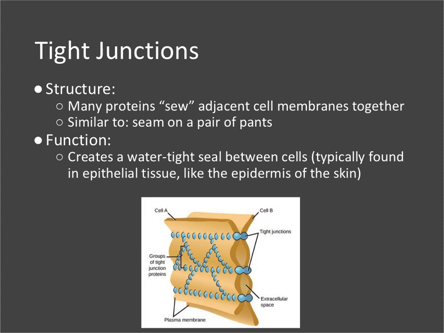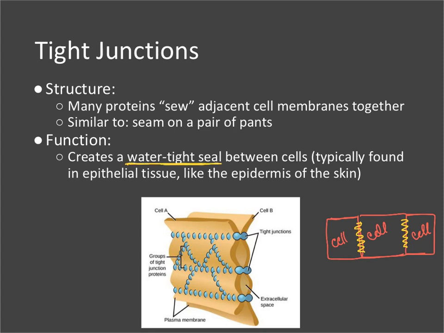The first type of intercellular junction we're going to talk about are called tight junctions. And tight junctions are proteins that essentially sew the cell membranes of adjacent cells together, kind of like thread on the seam of a piece of clothing. So if we have these, I just drew 3 cube-shaped cells here, and these cells might be almost like sewn together by these tight junctions. These tight junctions help to hold the cells together, but also help to create a watertight seal.